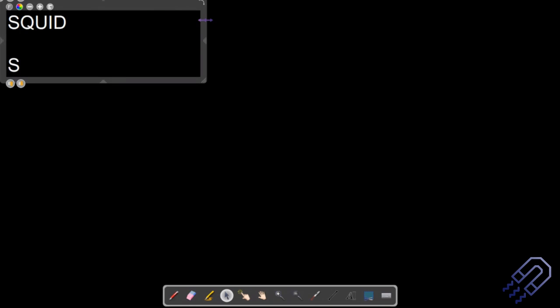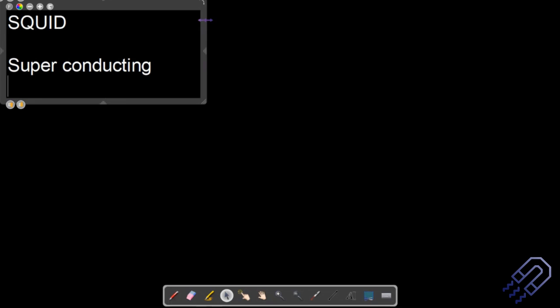S stands for super, conducting. So you can use a superconductor for SQUID straight away.